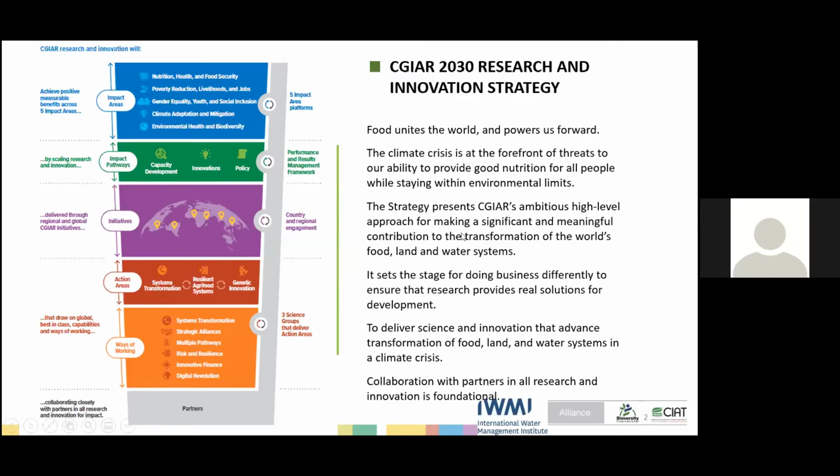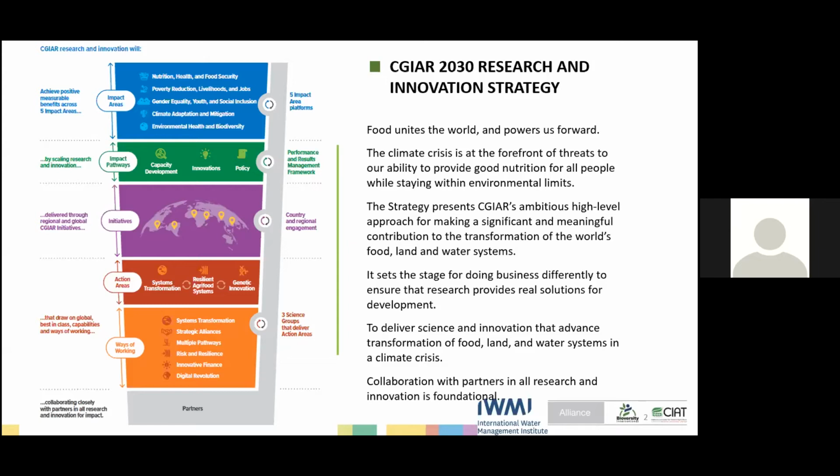Okay, because I was having a funny message on the screen, it is about scaling research and innovation. So the impact pathway is not only about the research, but about making sure that the research is adopted through capacity development, innovations, and policy. And this is the leap through regional and global CGIAR initiatives. We will see in the next slide what these initiatives are about.